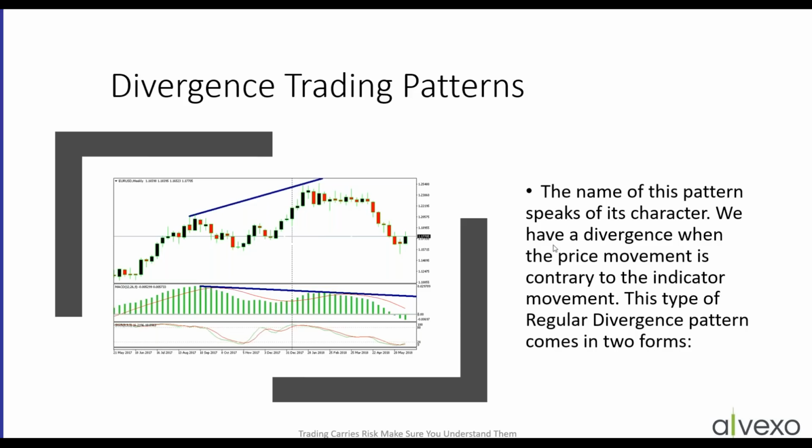And the harder the divergence, if the price is moving in a well-developed uptrend and the indicator is moving in a well-developed downtrend, you have a much better chance of having a strong divergence move or a strong trend reversal.